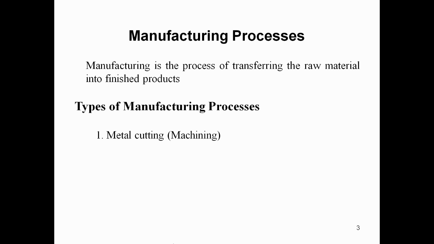Here we can see some of the types of manufacturing processes. Among them, the first one is metal cutting or machining. Second, metal forming. Third, casting. The fourth one, powder metallurgy. Among them, we will see the first one here.